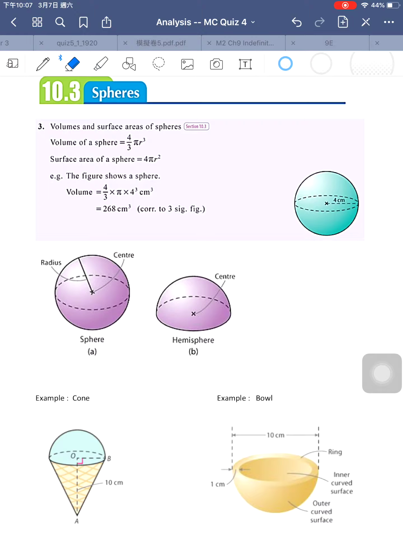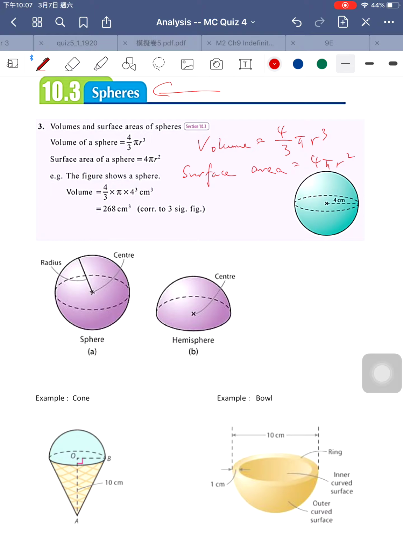Now let's see what we are going to learn this week. We are going to learn about sphere. The volume of a sphere is 4 over 3 pi r cubed, and the total surface area is 4 pi r squared. Very simple. And then we learn another word, hemisphere, which is half of a sphere.